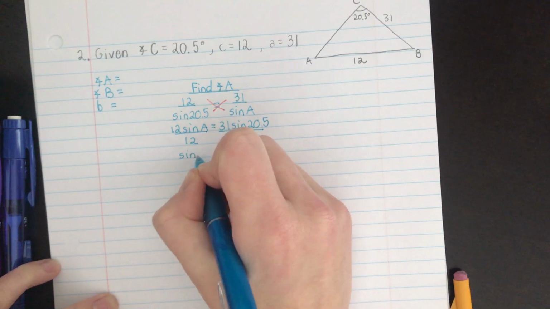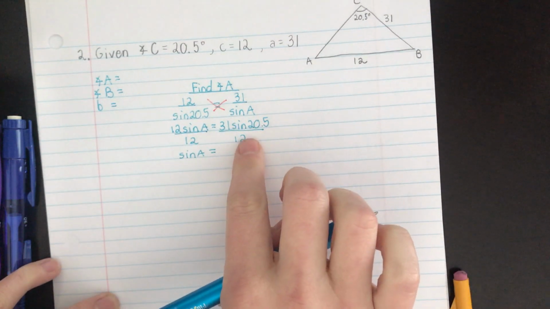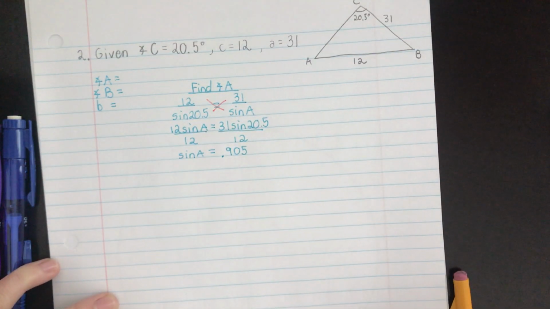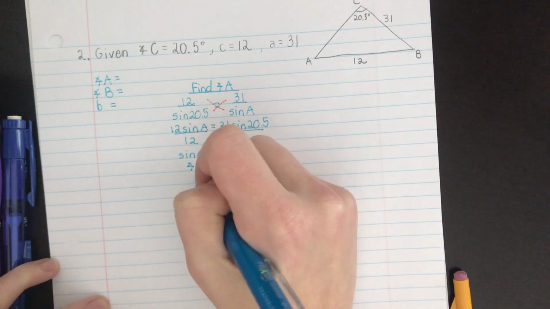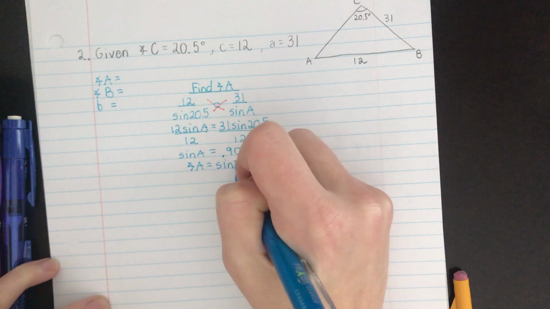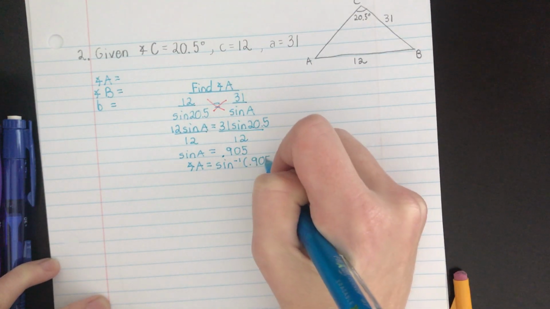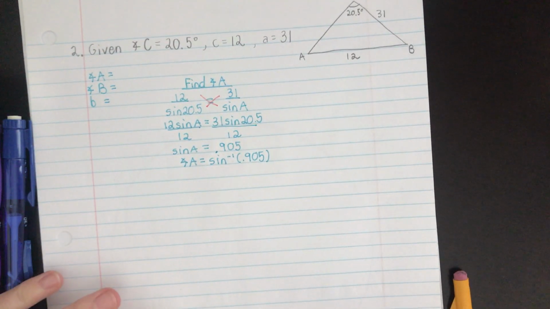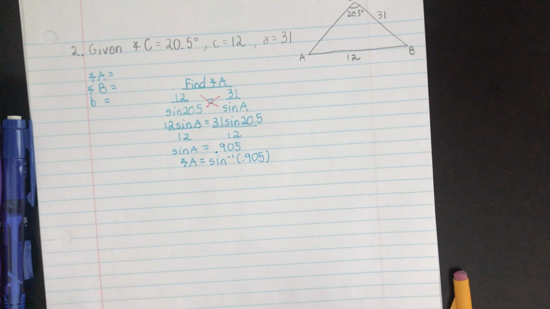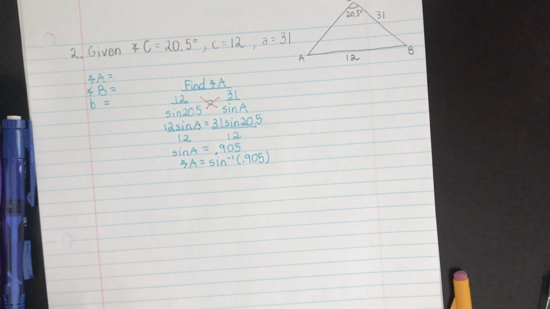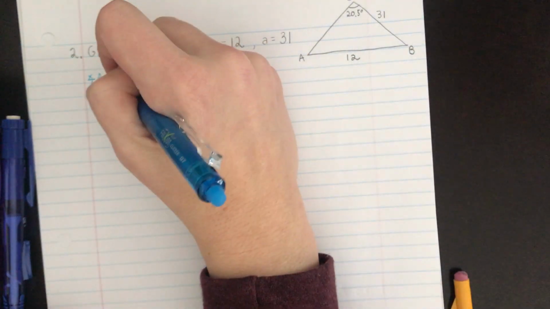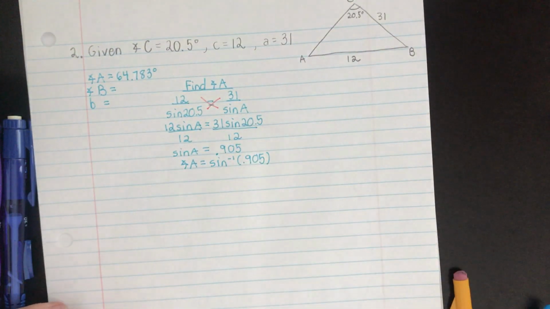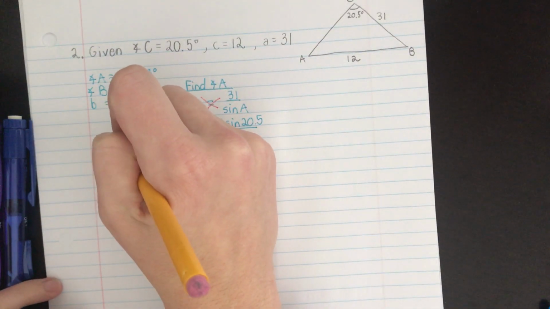So sine A equals, when you plug this in the calculator, you get 0.905. And then angle A equals sine inverse of 0.905. When you plug it in the calculator, you get 64.783. So I'm going to copy that down, 64.783 degrees. I'm not showing the calculator portion because I don't want to take up too much time here.